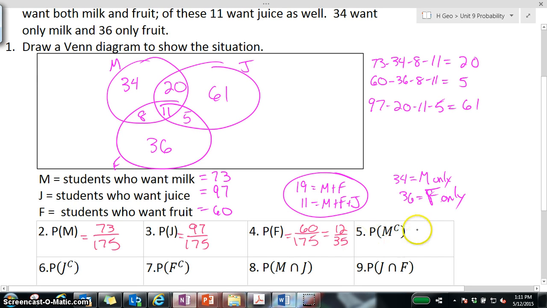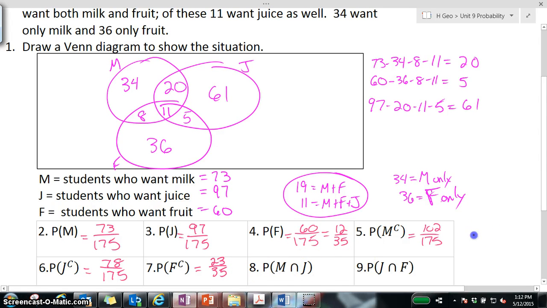The complements are just the opposites. 175 minus 73 gives us 102 over 175. Complement of juice is 175 minus 97, which is 78 over 175. And the complement of fruit is 175 minus 60, or 115 over 175, or 23 over 35 simplified, because we want the simplified version anyways. So we found those just because they have to add up to 1.